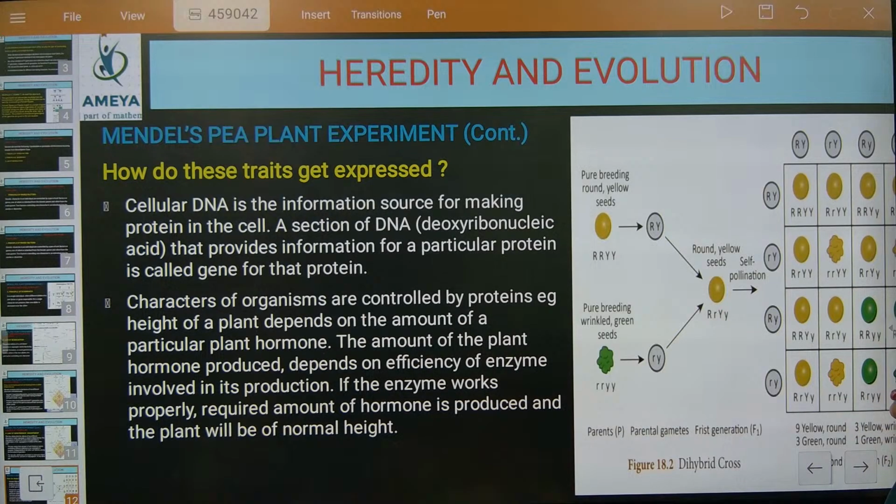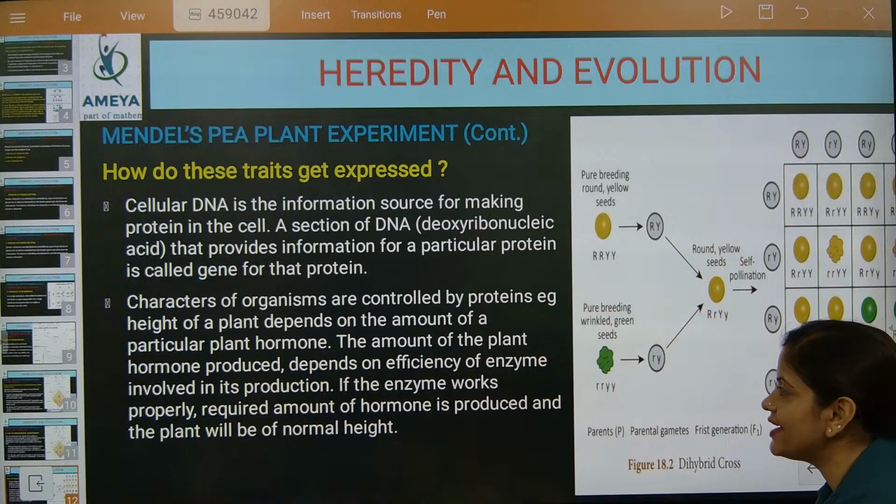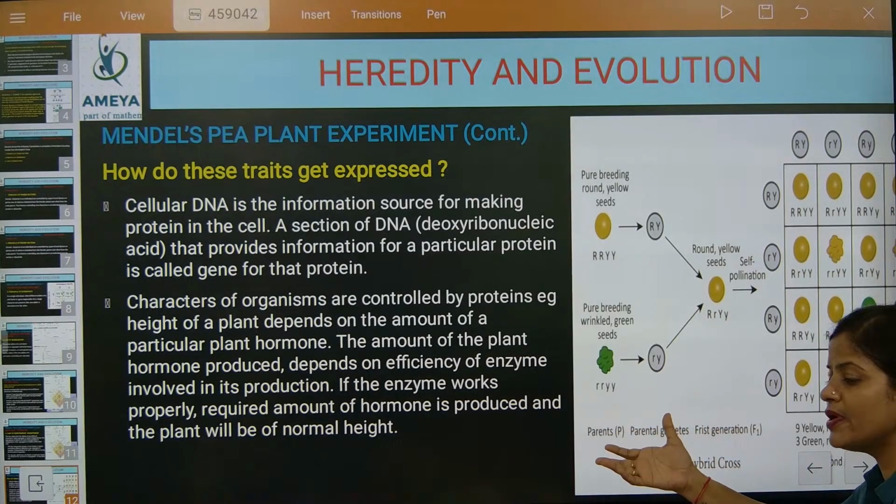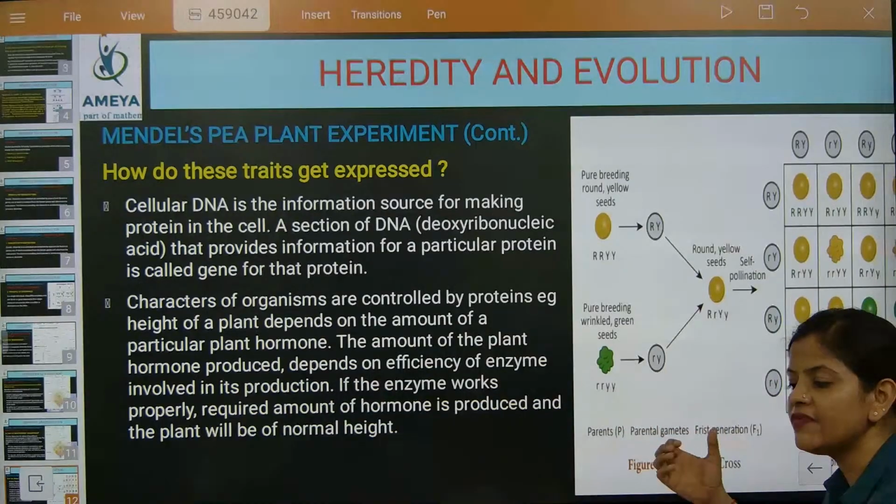Like cellular DNA is the information source for making protein, and a section of DNA will provide this information from one gene to another. Second, the characteristics of any organism are controlled by whom? Protein. Protein is exactly controlling the characteristics. Understood? Like height of the plant depends upon the amount of particular plant hormone. Now, amount of plant hormone produced depends on efficiency of the enzyme that is involved in the production. Next, if the enzyme works properly, required amount of hormone is produced and the plant will be of normal height. But if the enzyme is not working properly, it will not be proper. I hope you might have understood this one.